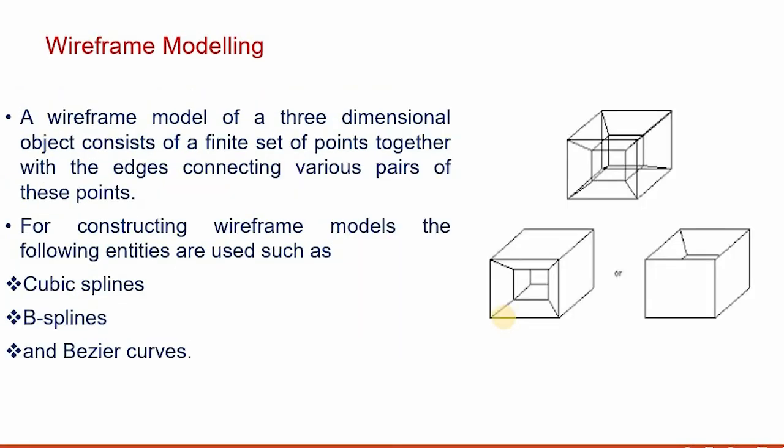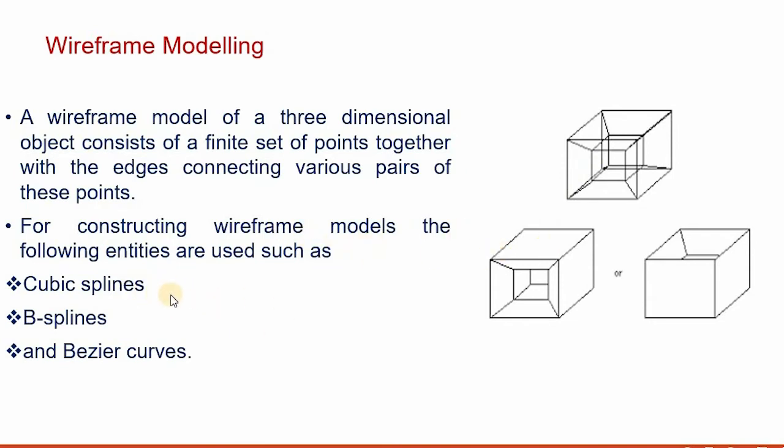The wireframe model of a three-dimensional object consists of a finite set of points together with the edges connecting various pairs of these points. This figure shows the three-dimensional wireframe model, consisting of a finite set of points connected together with edges connecting the various pairs of these points. For constructing wireframe models, the following entities are used.